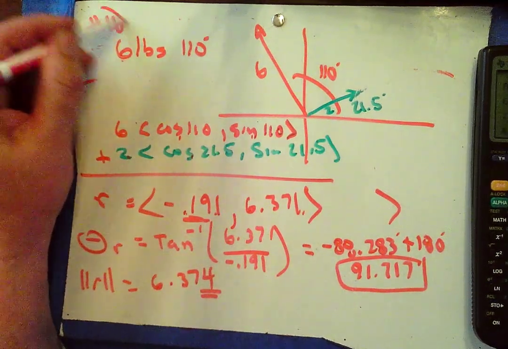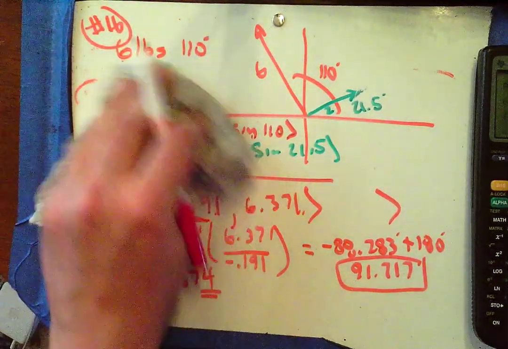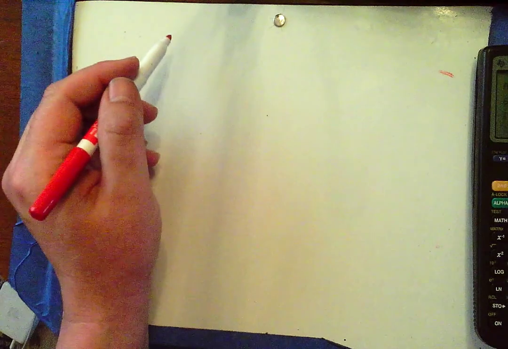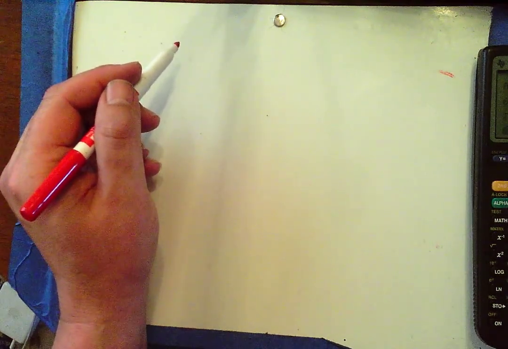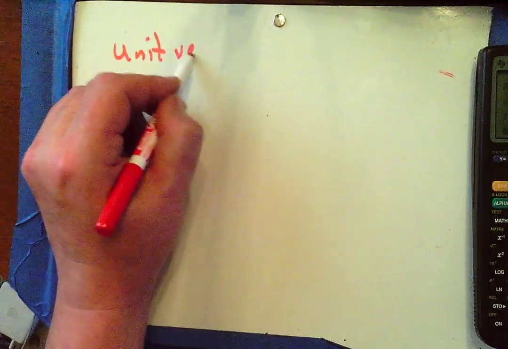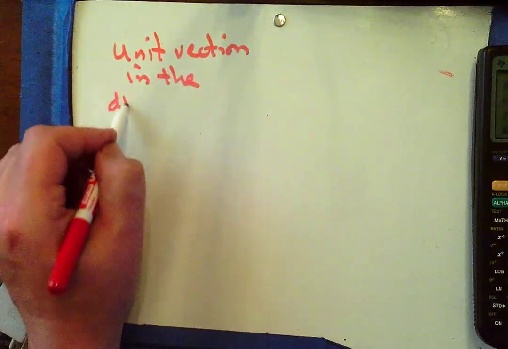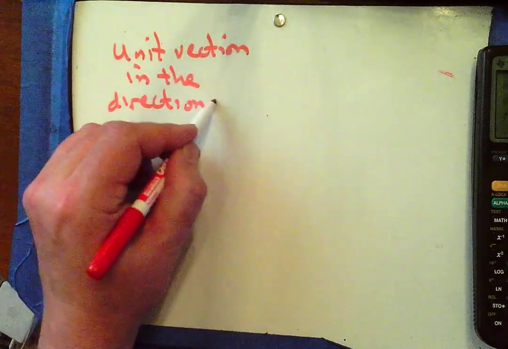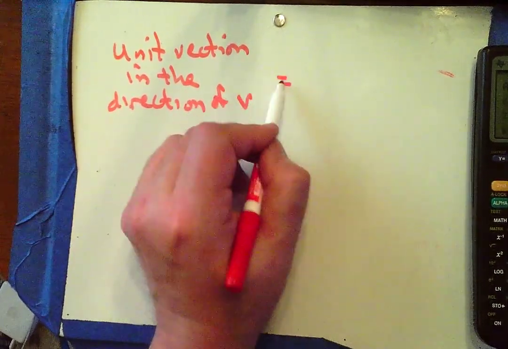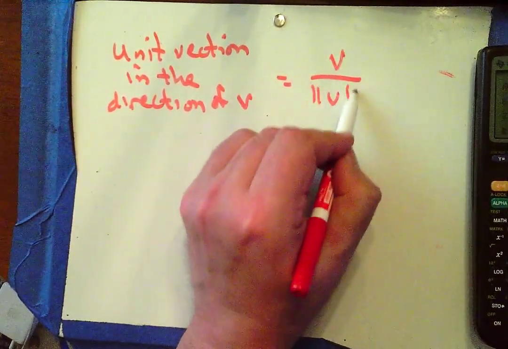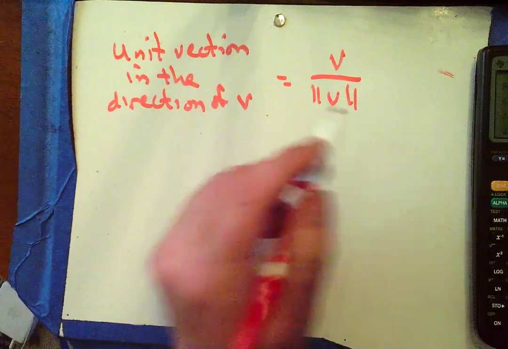Let's take a look at 17. The directions are different here. They say find the unit vector that has the same direction of A and find the unit vector that has the opposite direction. Okay, so let's think about the unit vector. We said that the unit vector in the direction of V was given by V over magnitude of V. So I need to find the magnitude here.